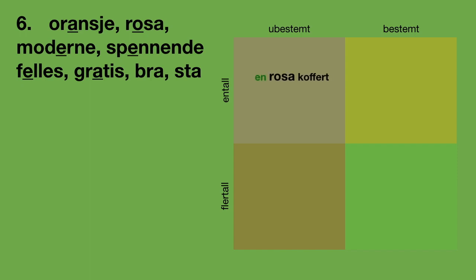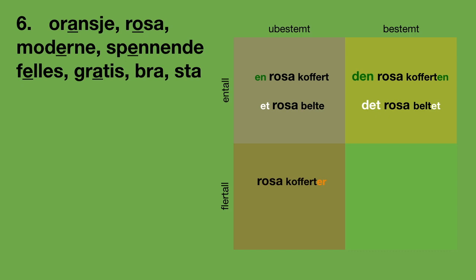So, en rosa koffert, et rosa belte, den rosa kofferten, det rosa beltet, rosa kofferter, rosa belter. And I think you follow the logic. De rosa koffertene, de rosa beltene. So these are the 6 types of adjectives. Again, they're very similar with the slight differences. So just pay attention, use a dictionary, and write some of your own examples.